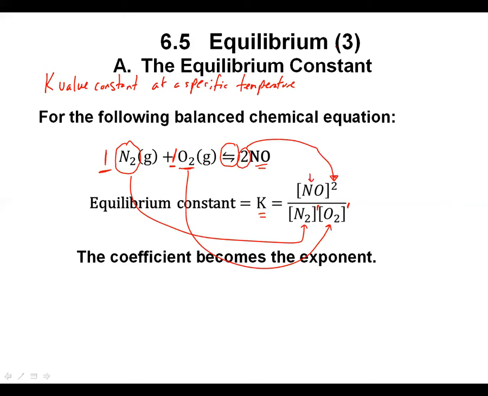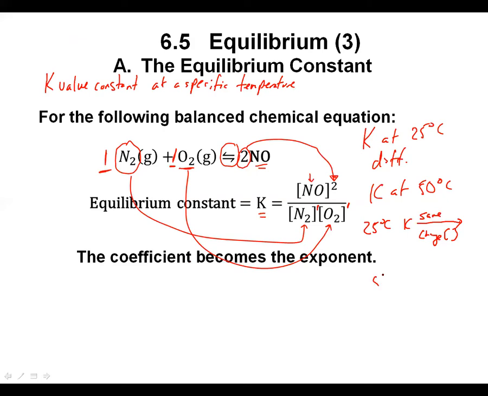But again, once you get to, say, the new temperature and you don't change it anymore, it will still remain the same. So again, what that means is K at, say, 25 degrees Celsius will be different than K at 50 degrees Celsius. But at 25 degrees Celsius, the K value will remain the same all the way through, even if you change the concentrations of everybody. And if you get to 50 degrees Celsius and you keep it at 50 degrees Celsius, it will remain the same, even if you change the concentrations of everybody. Basically, the proportion of products to reactants will remain the same.